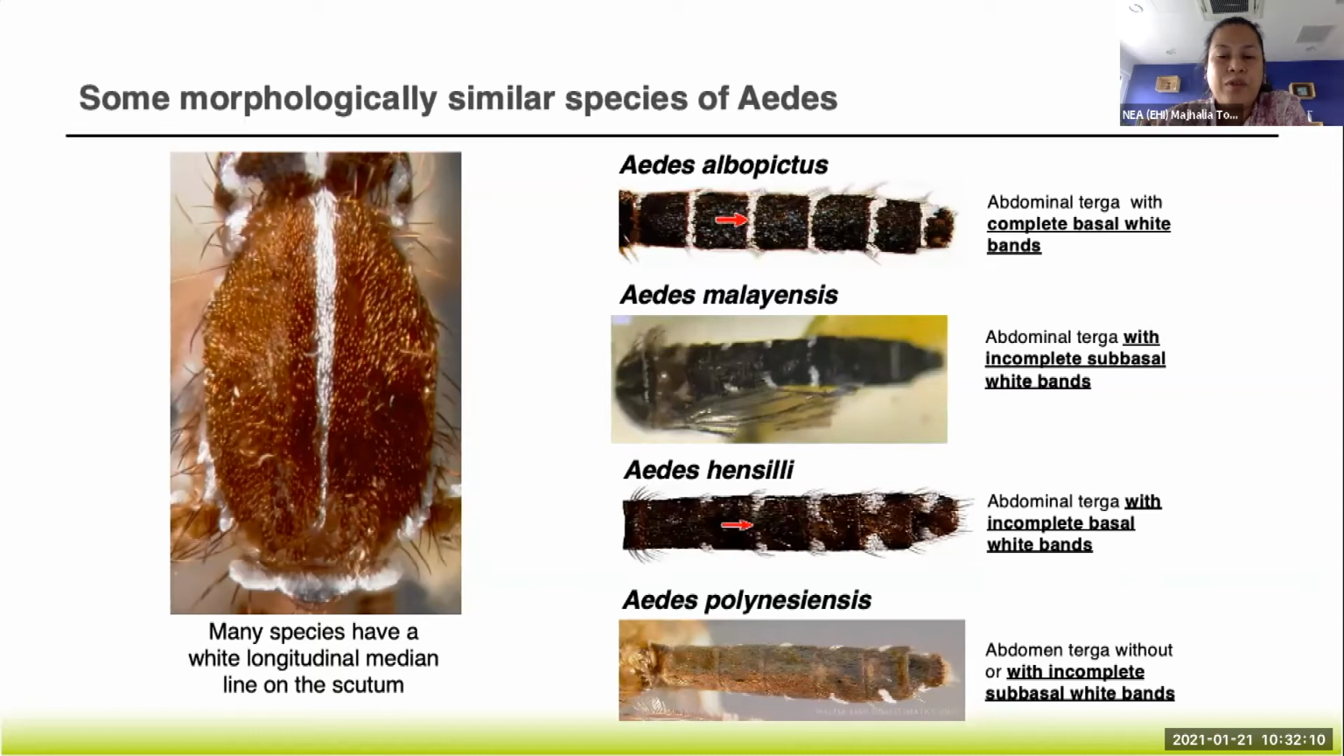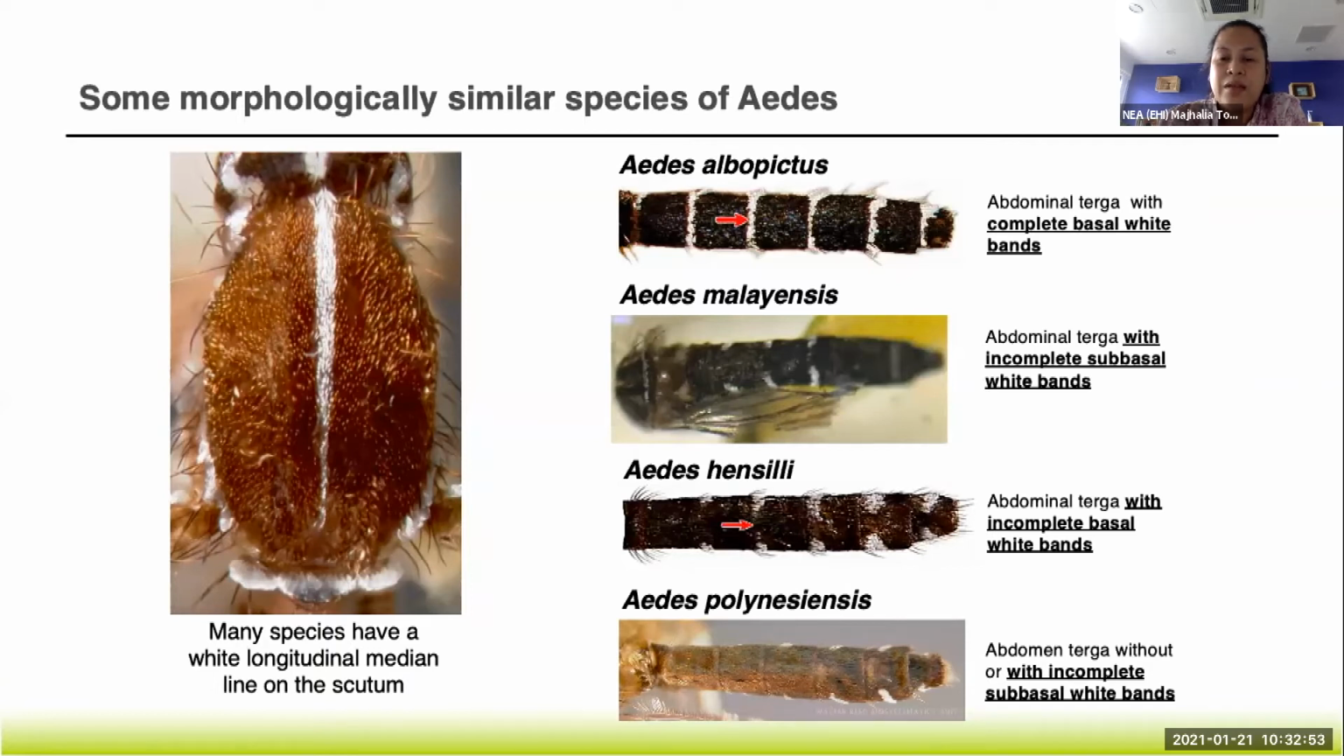All of them have different forms of the white bands on the tergites. So for Aedes malayensis, which is also present in Singapore, along with Aedes albopictus, there will be incomplete subbasal white bands. When we say subbasal, it means it is not touching the line of the segment of the abdomen. So it is slightly away, and then since it doesn't complete one line, it is considered incomplete.